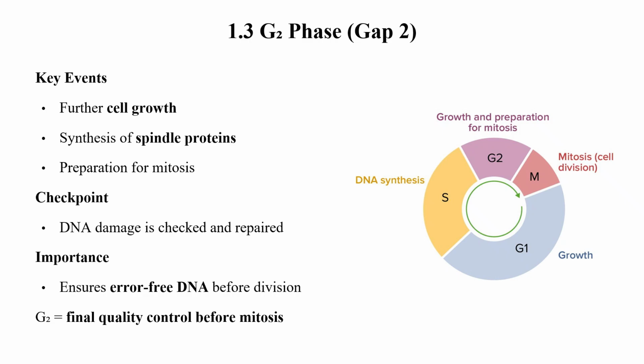Then G2 phase. Further cell growth takes place, synthesis of spindle proteins takes place, and the cell gets prepared for mitosis. The checkpoint here is that DNA damage is checked and repaired. The importance of G2 phase is that it ensures error-free DNA before it enters the M phase. So it is the final quality control before mitosis.